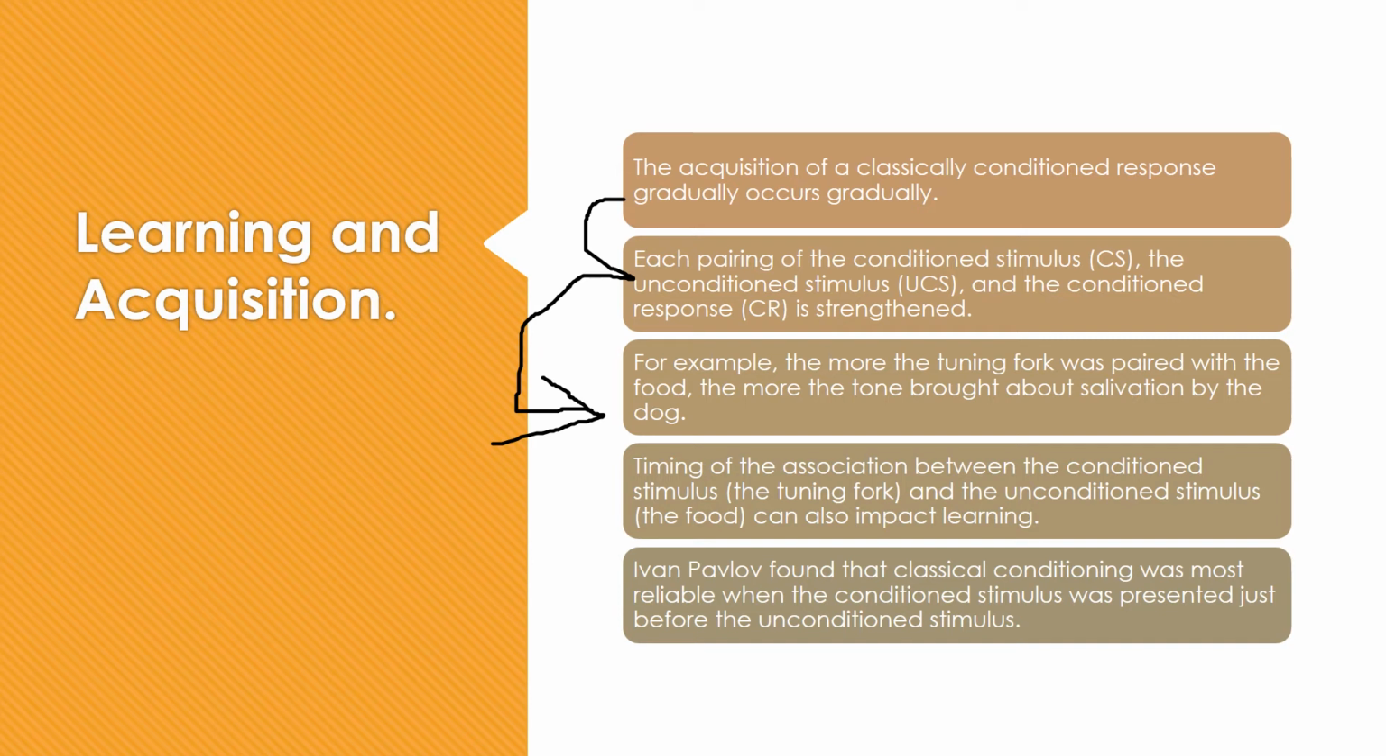Timing of the association between the conditioned stimulus, such as the tuning fork, and the unconditioned stimulus, the food, can also impact learning. So what Ivan Pavlov found out is that it's important to pair these two together, or show them right before each other. Okay, so example, you don't want to ring the tuning fork and then bring the food out 10 minutes later. You want to ring the tuning fork and then immediately show the food. It doesn't really work if you ring the tuning fork and then sit down for 20 minutes and then try and show the dog the food. The dog's not going to remember. So it needs to be paired pretty much immediately. And that's how learning is too.